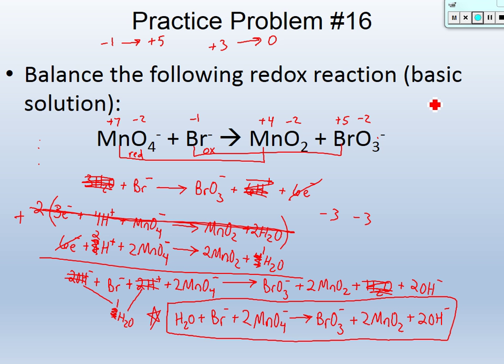To give you more practice with this, I've got a balancing redox reactions in basic solutions worksheet. So go to your student workbook and let's do that worksheet now. Again, it's balancing redox reactions in basic solutions worksheet. And hopefully this video helped.